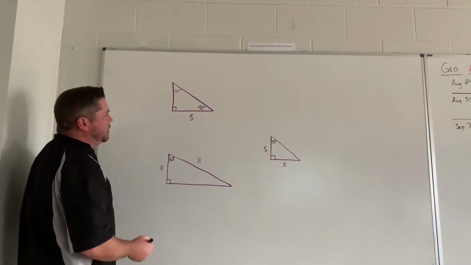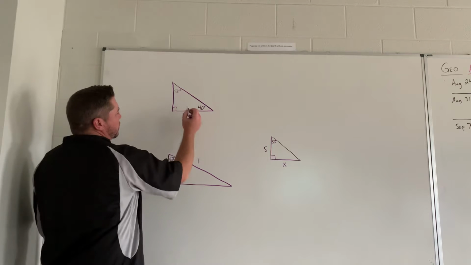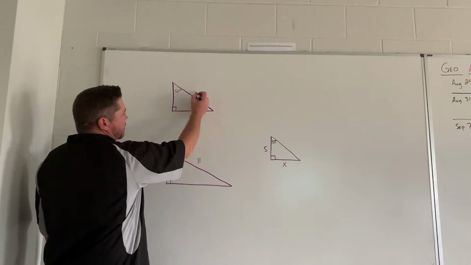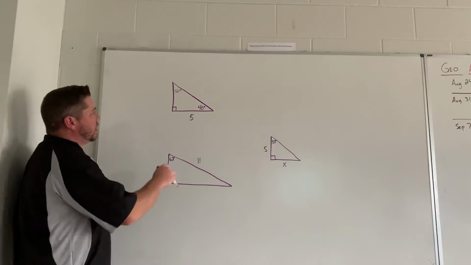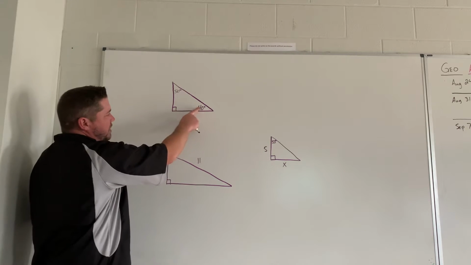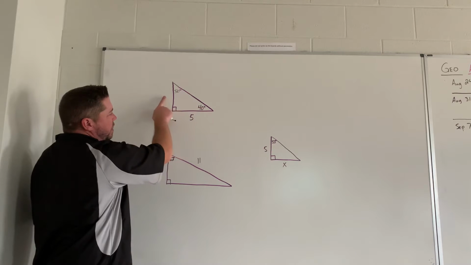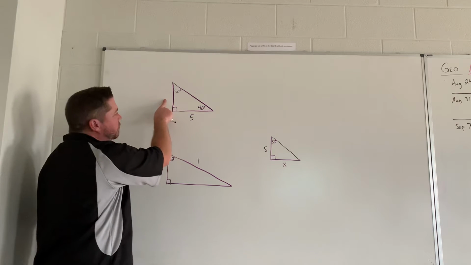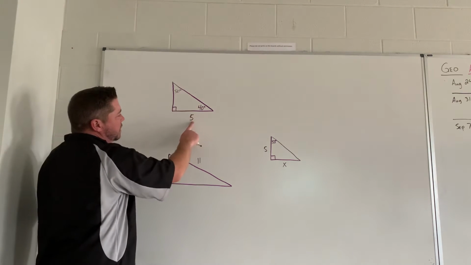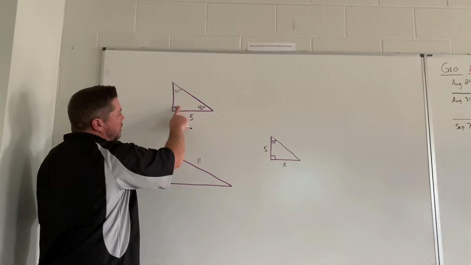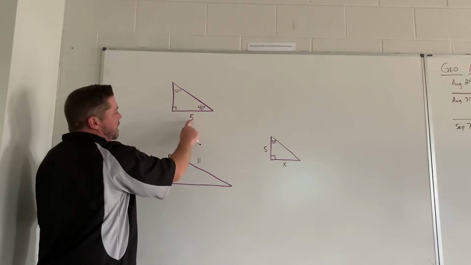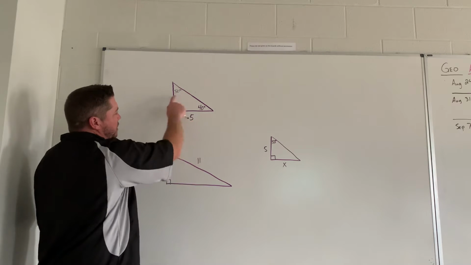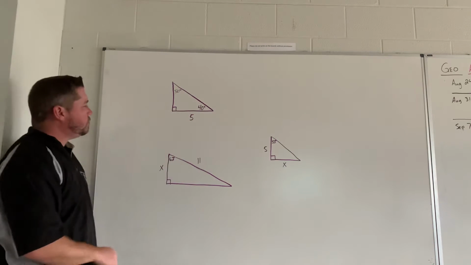If you remember from previous units, we learned that across from the 90, the hypotenuse is your largest side. We also learned that across from the 40, because that's the smallest angle, that's going to be my smallest side. And across from the 50, since 50 is in between 40 and 90, this side is going to be in between these two sides.